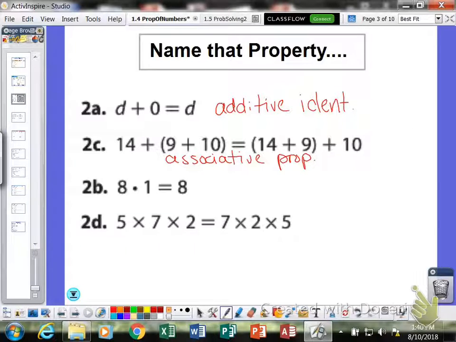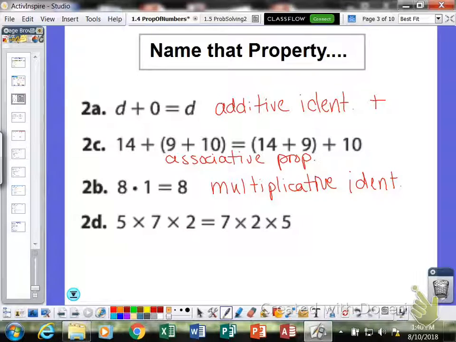Okay? 8 times 1 equals 8. I used that one in my example, didn't I? Coincidence. All right, so 8 times 1 equals 8. This is the multiplicative identity.